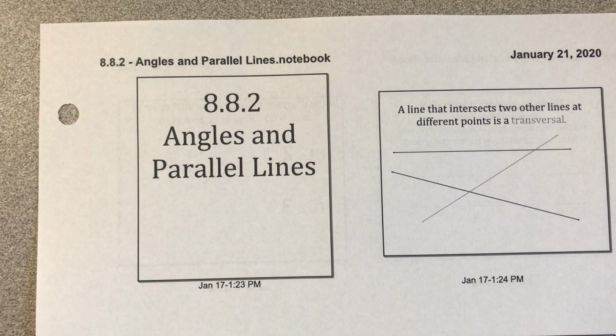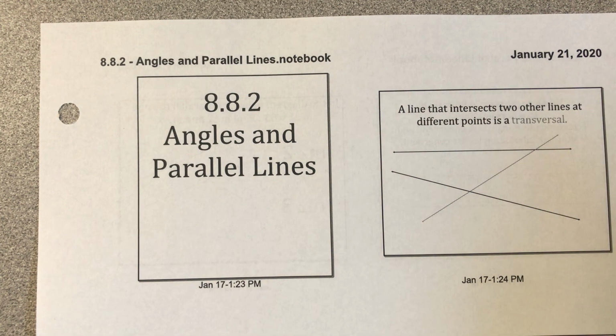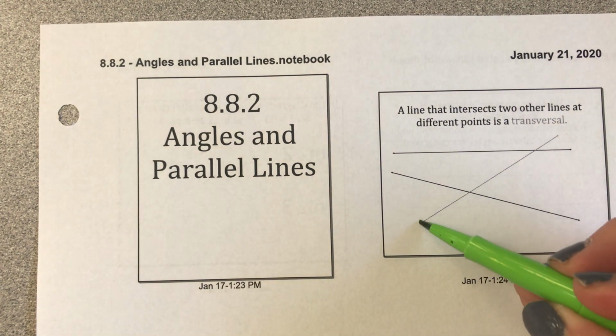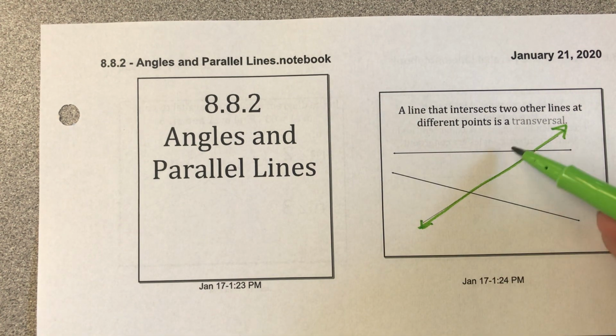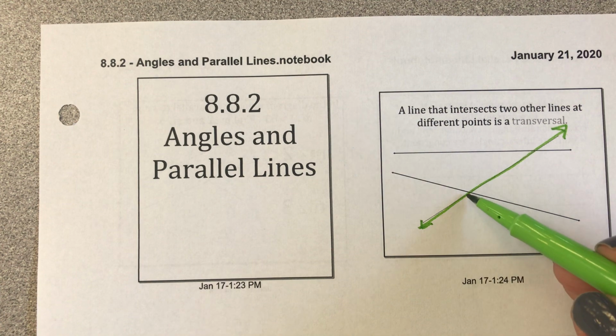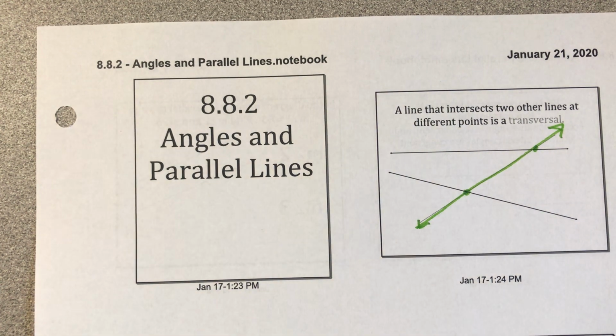Okay, today we're going to talk about what happens with parallel lines when they are intersected by something that we call a transversal. And a transversal is a line that intersects any other two lines at different points. So this line right here is a transversal to these two lines. It's cutting through these two lines at this point and this point.